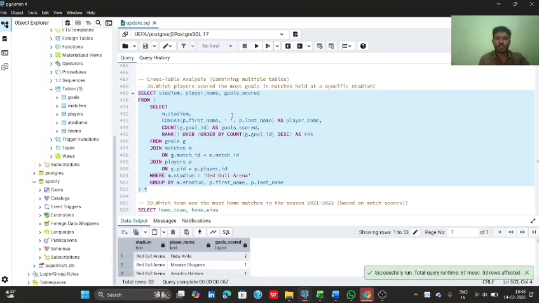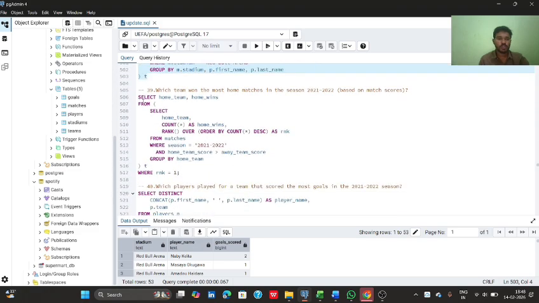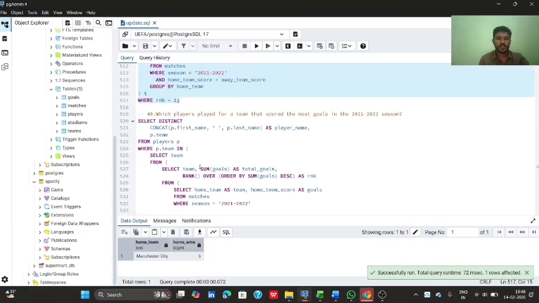Which player scored the most goals in matches held at a specific stadium? Specific stadium, Red Bull Arena. This is the player name. This is the score, goals scored. Next one is, which team won the home matches in the 2021 to 2022 season, based on match score? It is Manchester City.